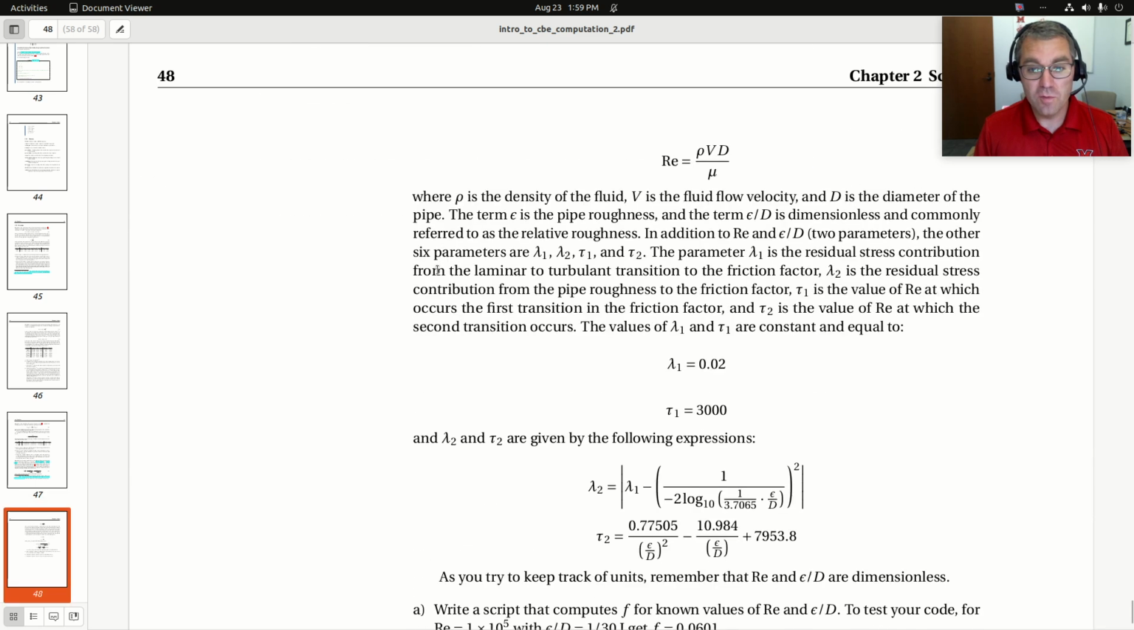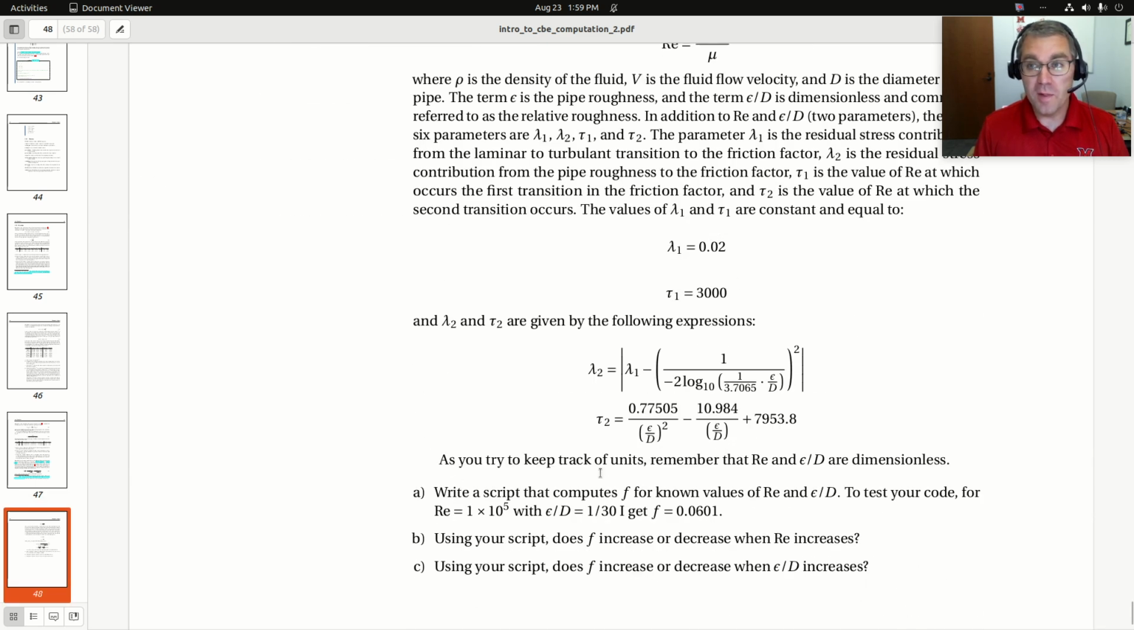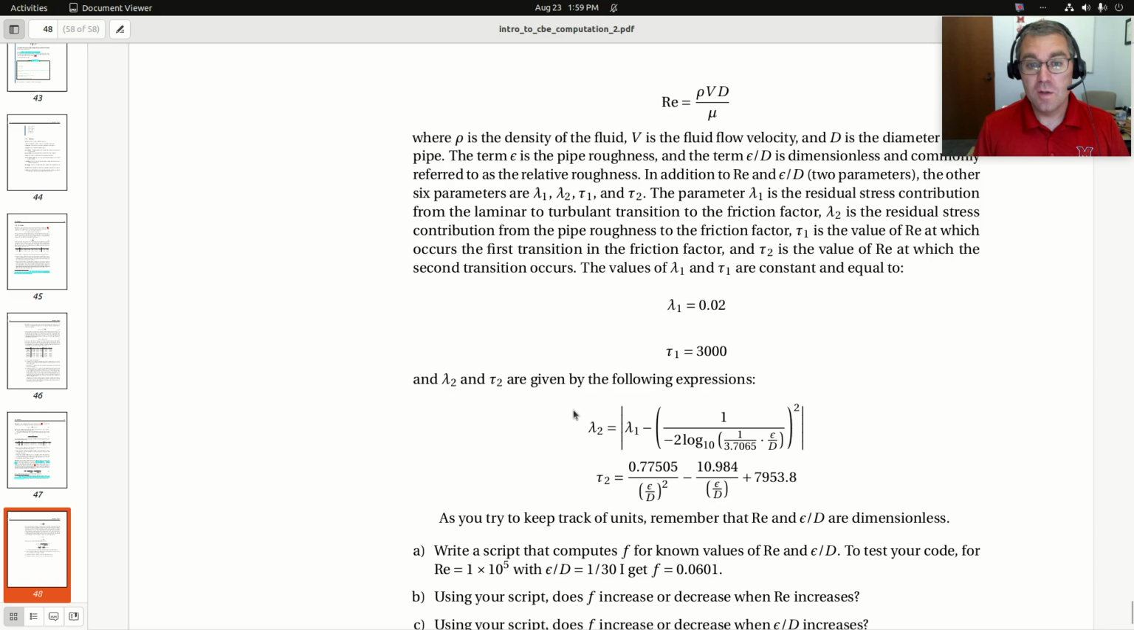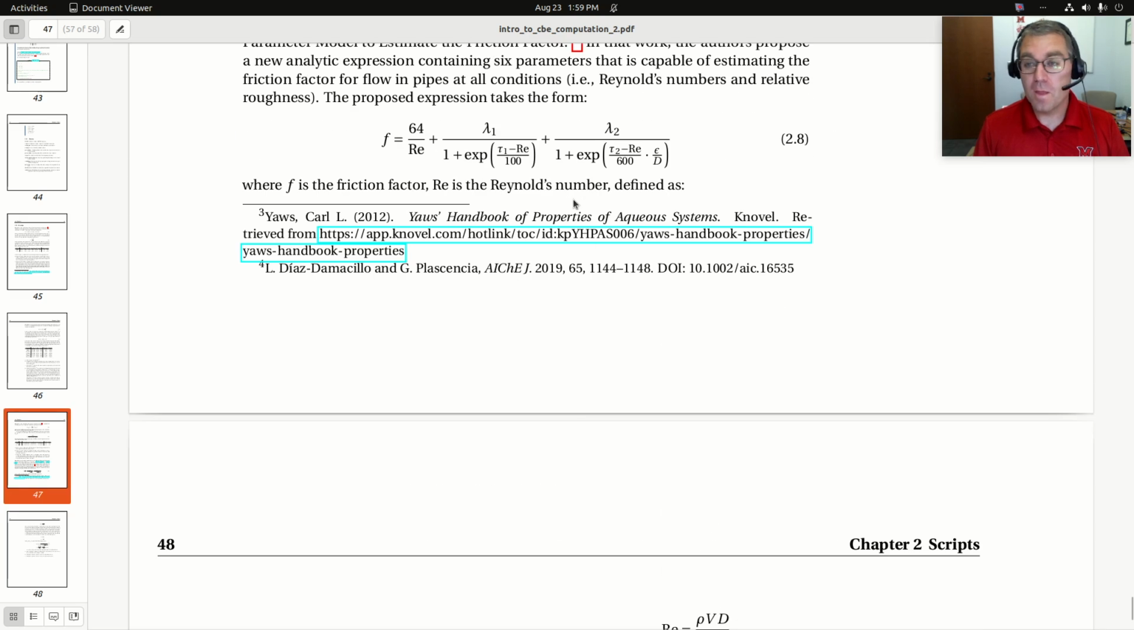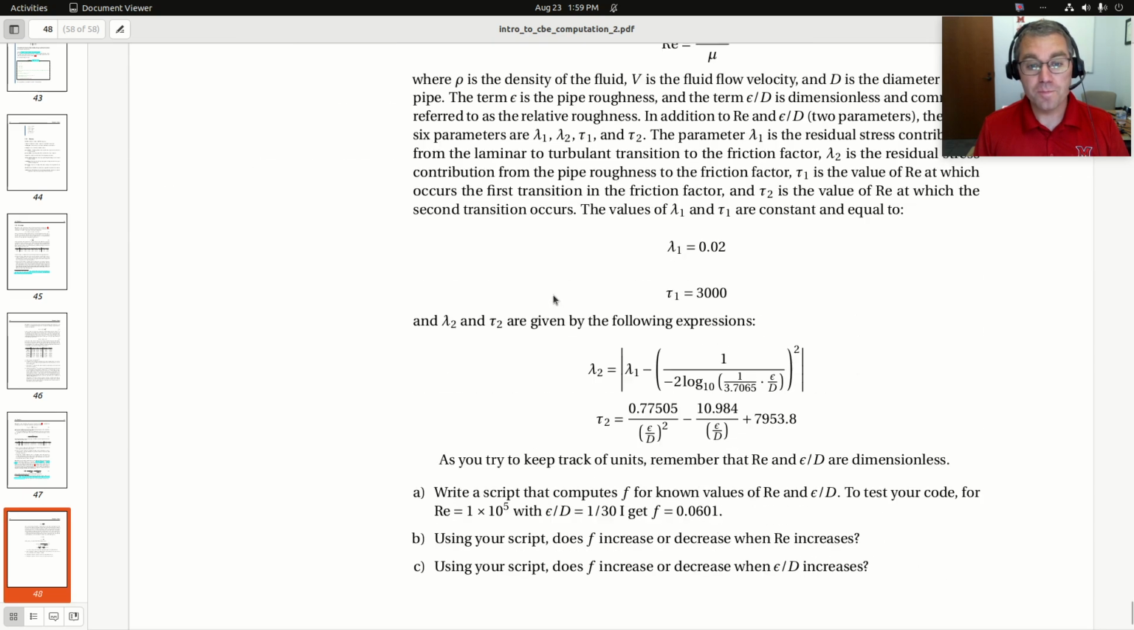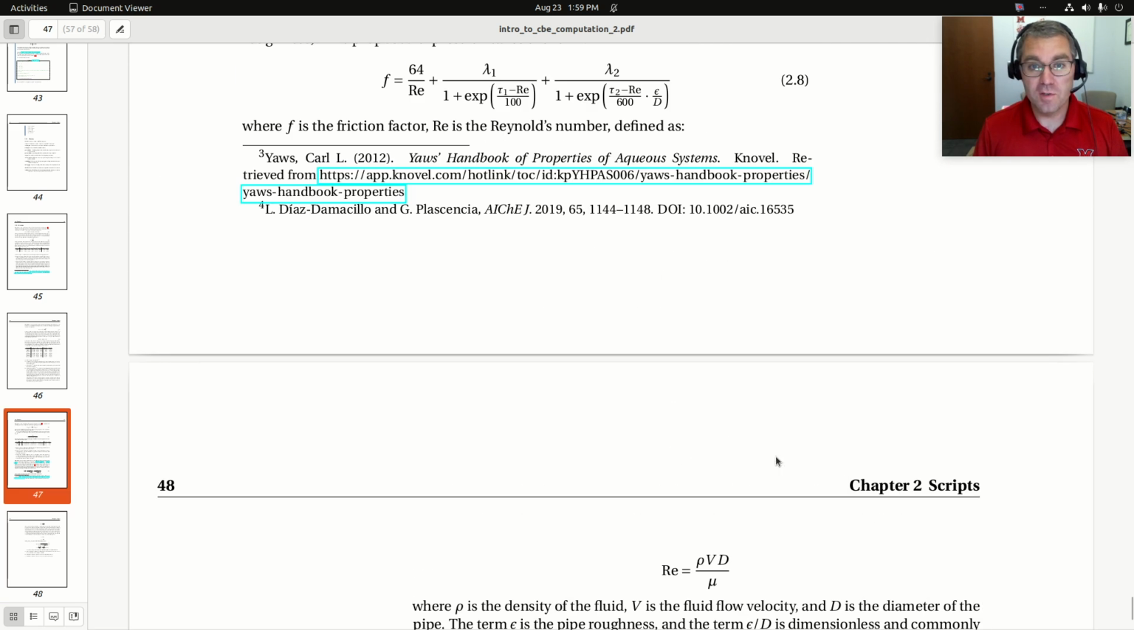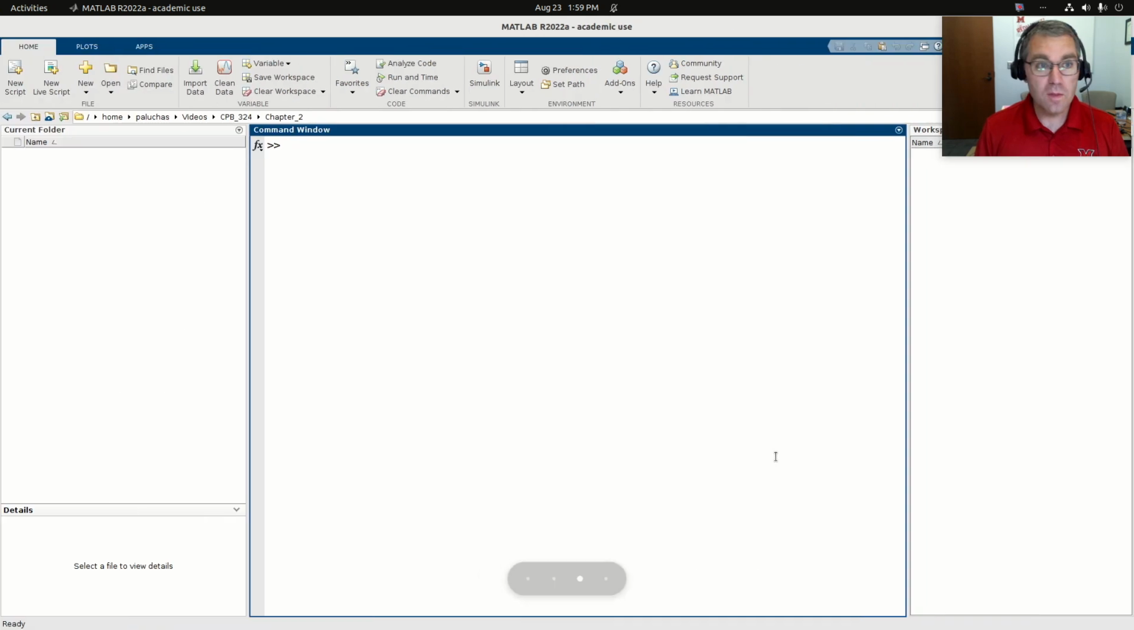Okay, and so you can read the rest, but let's set up and write a script that uses this equation to calculate my friction factor. And then we can answer the questions, right? And the first one is just looking at a specific case to test that our code is working correctly.